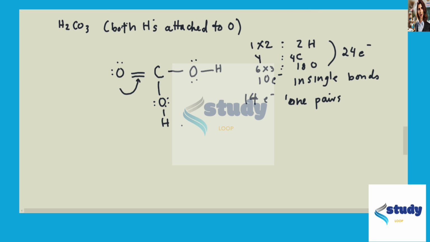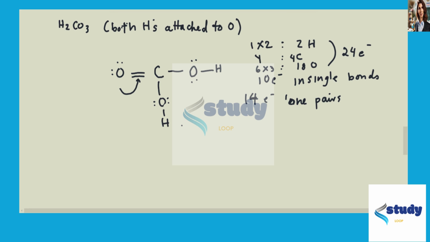Now, once we've done that, we can count. We have 2, 4, 6, 8 for carbon, 2, 4, 6, 8 for the oxygen, 2, 4, 6, 8 for this, 2, 4, 6, 8 here, and there's an extra dot here, apologize. And for hydrogen, we just need the 2, which are found in this single bond. So that's what this structure looks like.